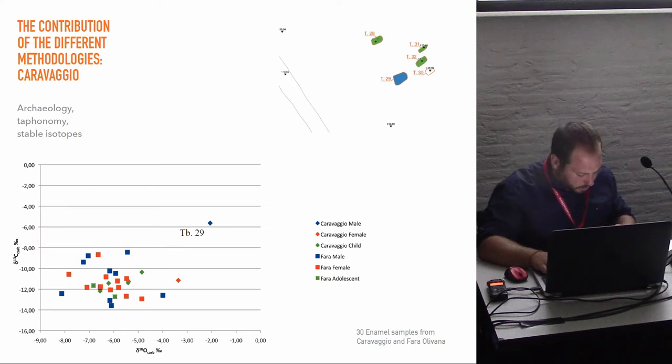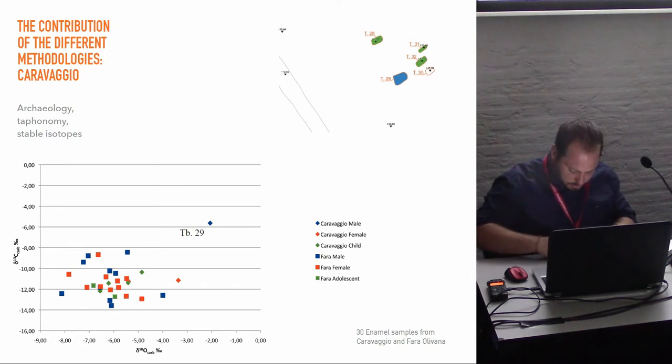In the last part, I will now show the potential of the integration of different methodologies using this work, focusing on the Caravaggio cemetery. Here you can see a map of one group of the Caravaggio cemetery. This group is composed of one male and four children.